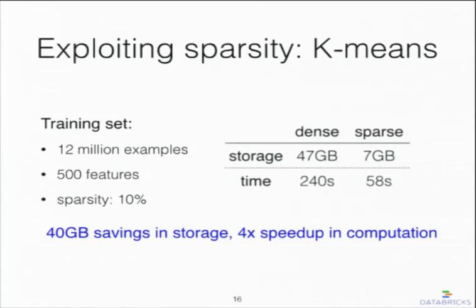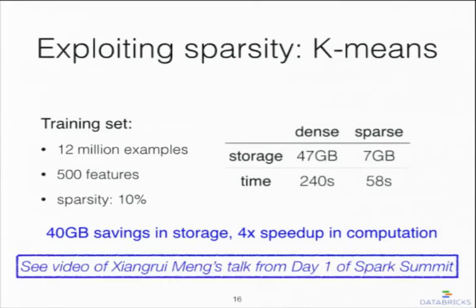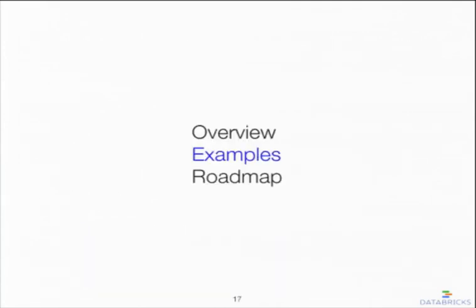And basically, what we see is a 7x savings in storage, or 40 gigabyte savings in storage, and a 4x speed up in computation by taking account of sparsity. And I would argue here, actually, that this is not very sparse for a sparse data set. So typically, you often see data sets that are 1% sparse or less. So you could hopefully get even better results. And I would point you to Xian-Ri's talk on the first day of the Spark Summit, where he spoke in more detail about adding sparsity to MLlib, if you'd like to learn more about it.